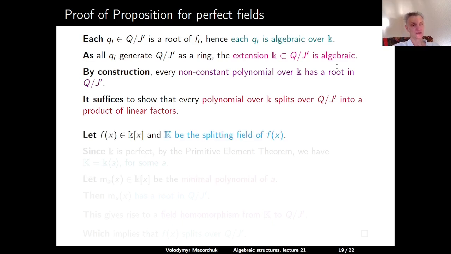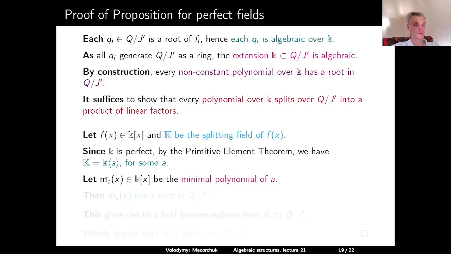So let f of x be a polynomial with coefficients in K, and let capital K be the splitting field of this f of x. Let us now assume that our field little k is perfect, which means every polynomial is separable. So we prove now the proposition only for perfect fields. So since we assume that our field is perfect, then by the primitive element theorem, which we can use because it uses separability, we have that our field capital K is obtained from little k by adjoining one element A.